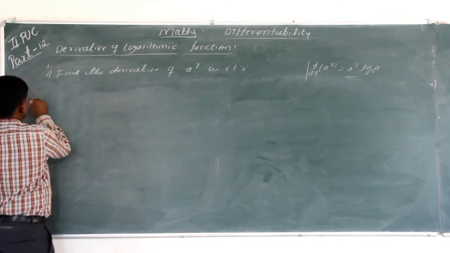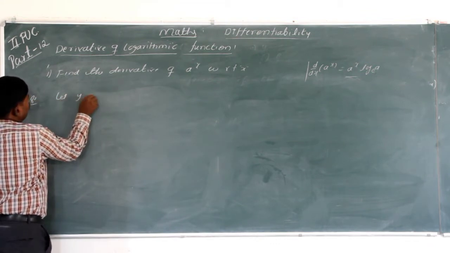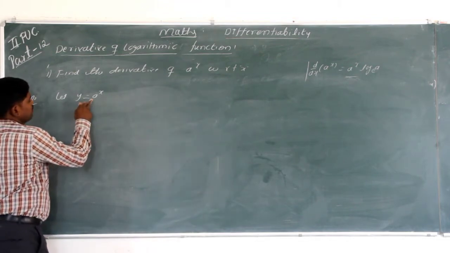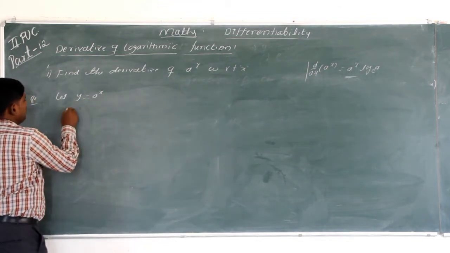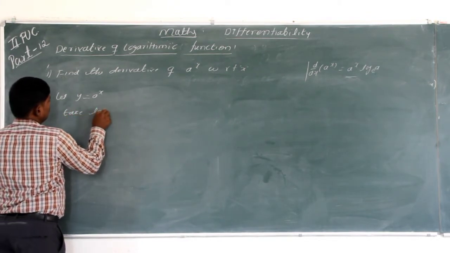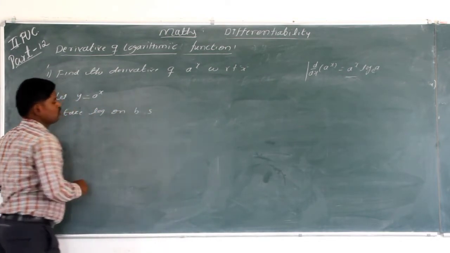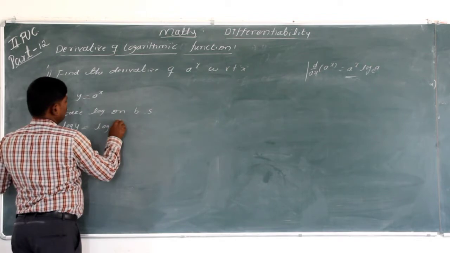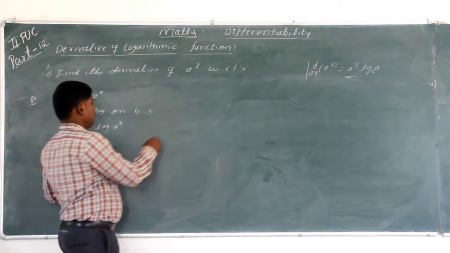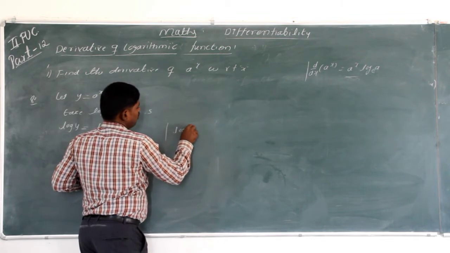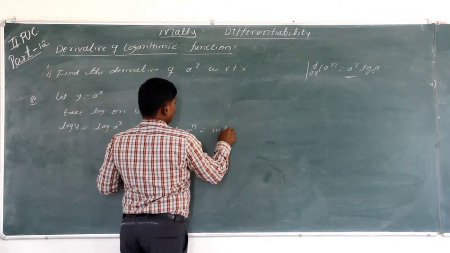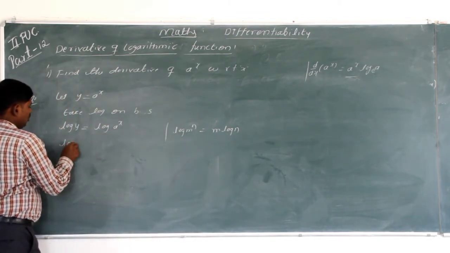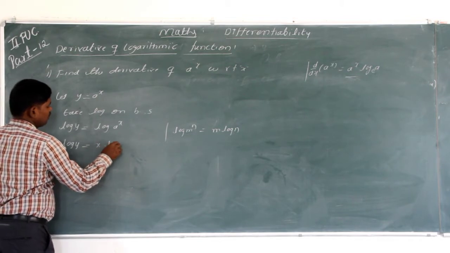So the solution: let y is equal to a to the power of x. This is of the form f of x to the power of g of x, so take log on both sides. That is, log y is equal to log of a to the power of x. Actually, we have a property: log m to the power of n can be written as n into log m. Therefore this can be written as log y is equal to x into log a.